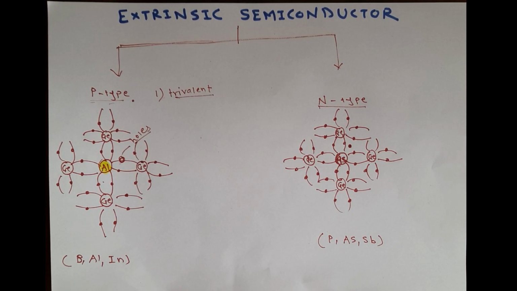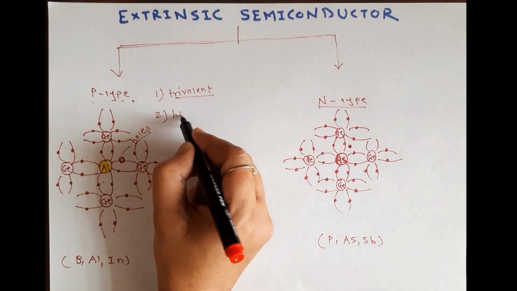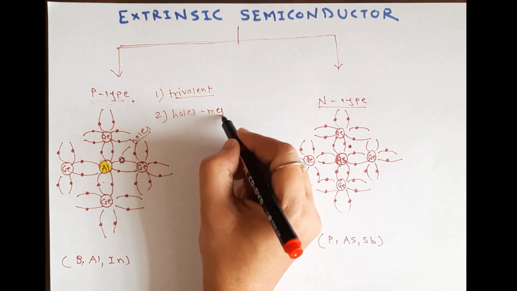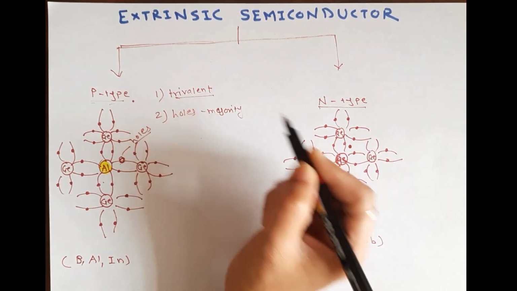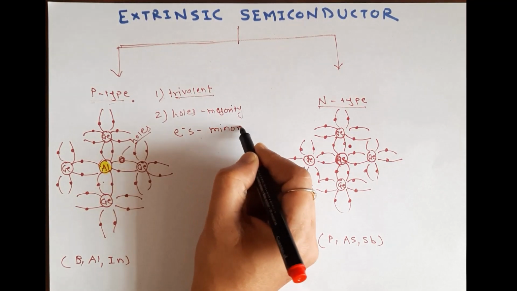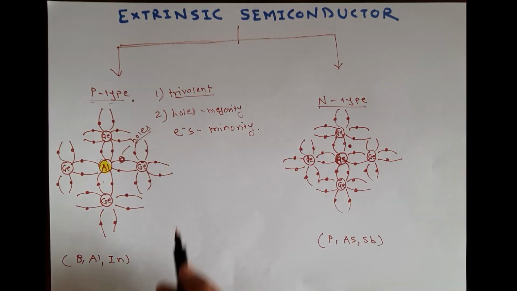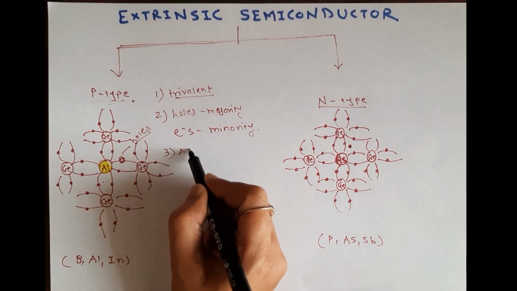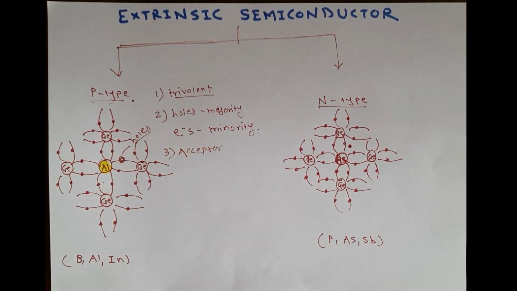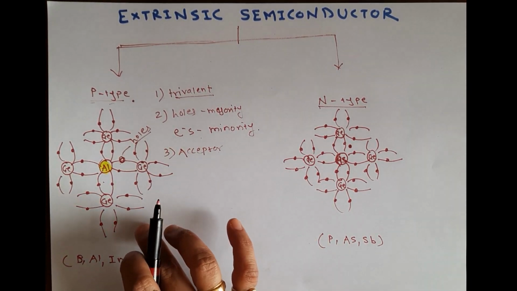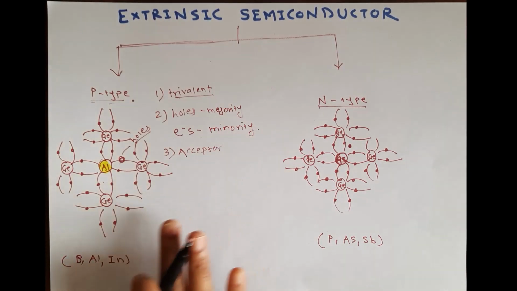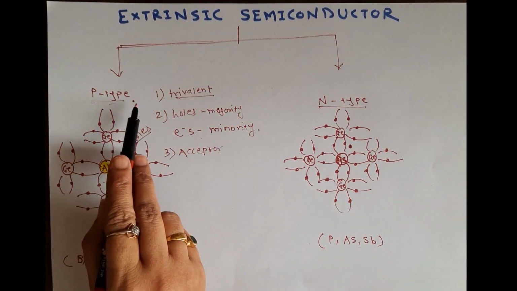In this p-type, holes are the majority carriers, while electrons are minority carriers. This is known as an acceptor type of semiconductor, and the Fermi level in this case lies close to the valence band. So overall this structure is known as p-type semiconductor.